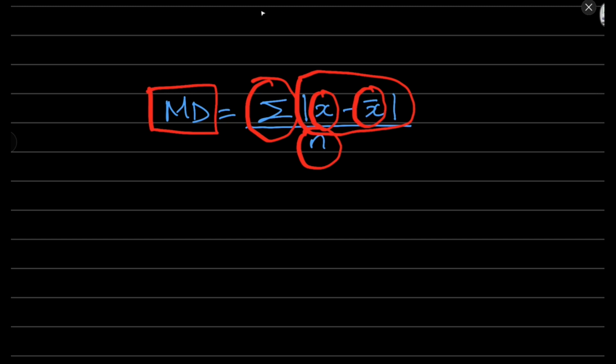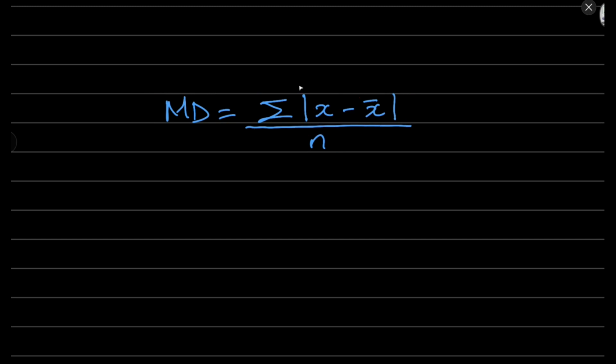But there's something new here, which are these two straight bars. These two straight bars, what do they mean? Permit me to quickly explain. What we have in between the bars are x minus x bar, so let me use numbers to explain that.